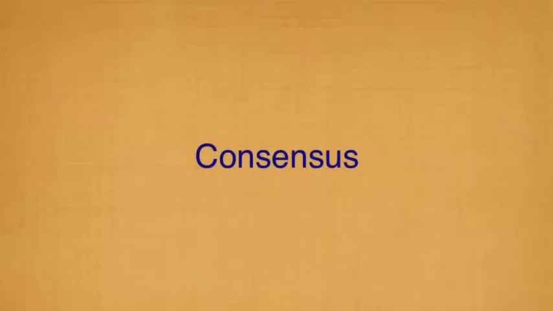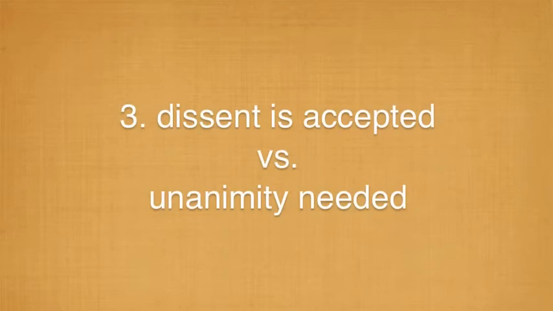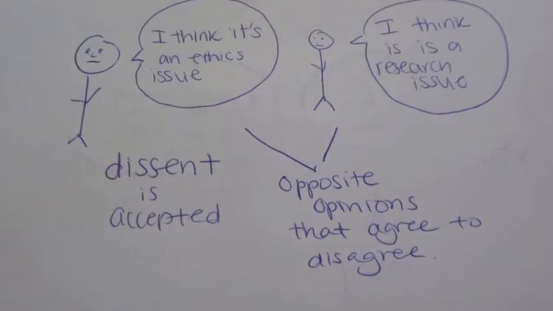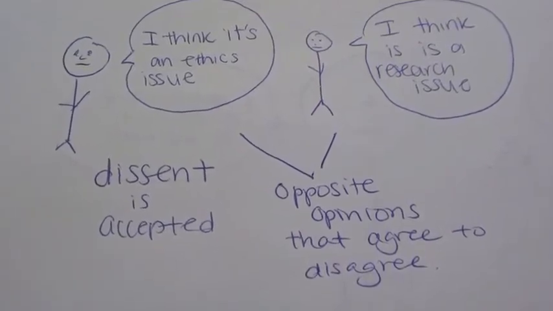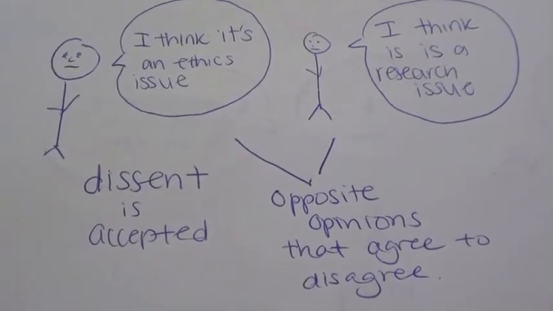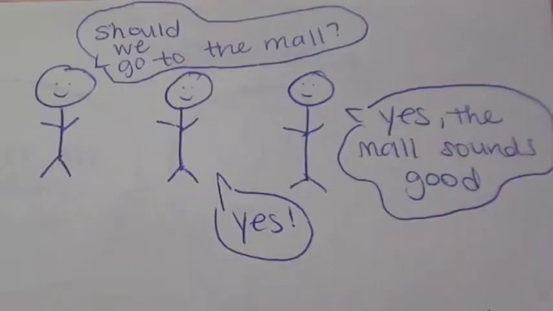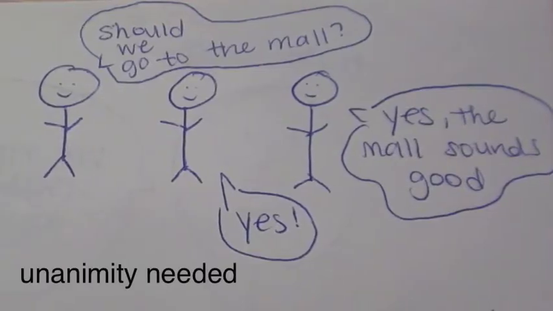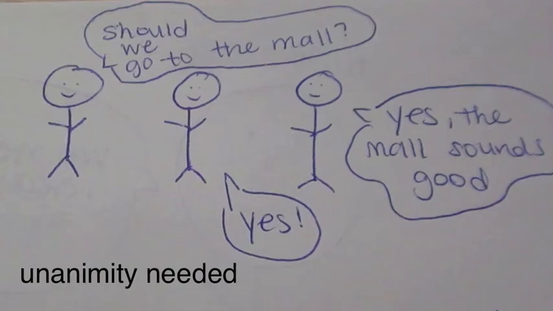The third cultural dimension is consensus. In some cultures dissent is accepted, while in others unanimity is favored. In certain situations, it is okay to disagree. But in other situations, a unanimous decision will be needed.